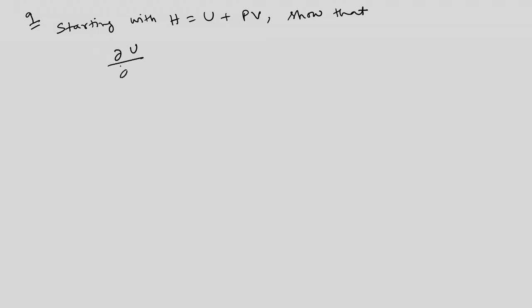The last problem for today's class that we will discuss is: starting with H equals U plus PV, show that del U by del T at constant pressure is Cp minus P del V by del T at constant pressure. This is just a one step problem rather.